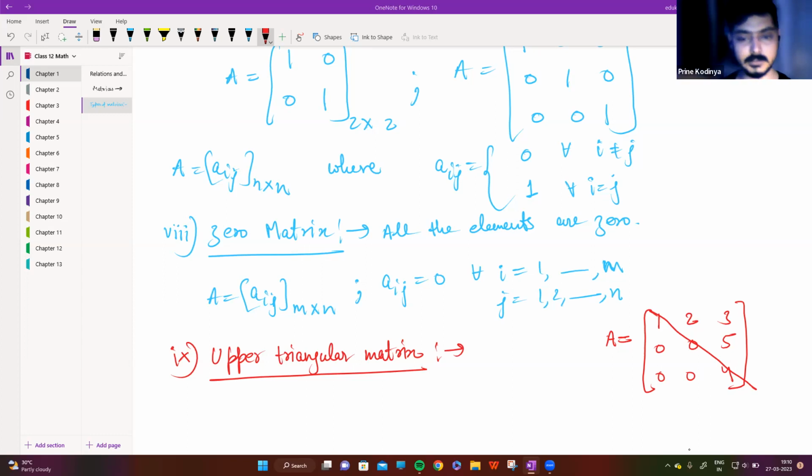And similarly, the opposite: if you talk about a lower triangular matrix, the upper triangular elements must be 0, all these 3, and one must be non-zero from the lower 6. Right? That's the rule. That is how it will look.